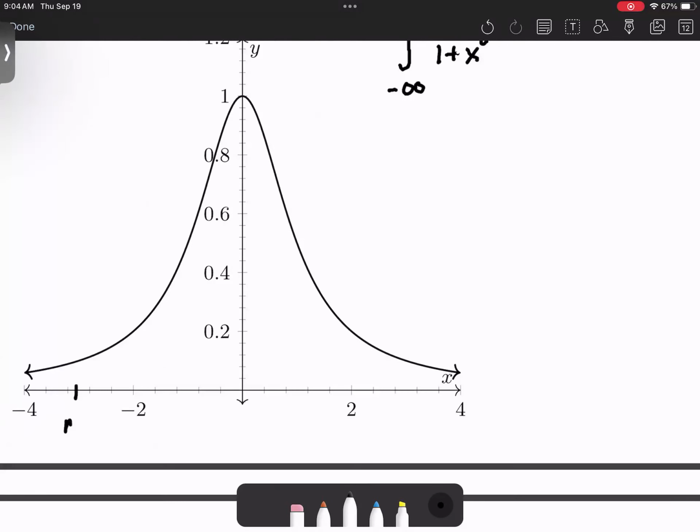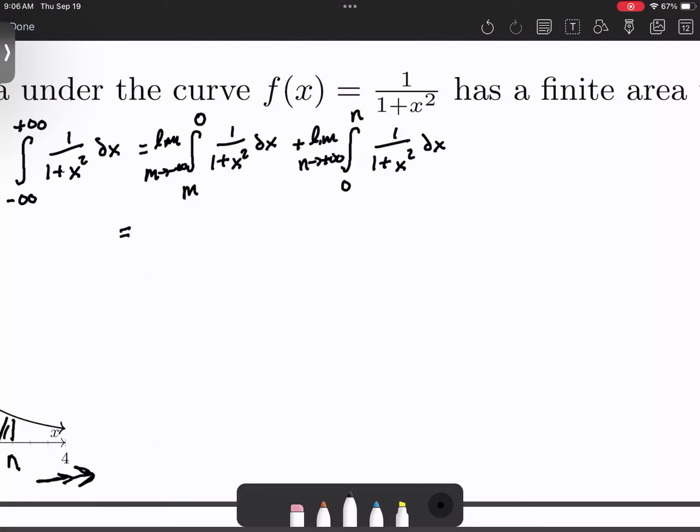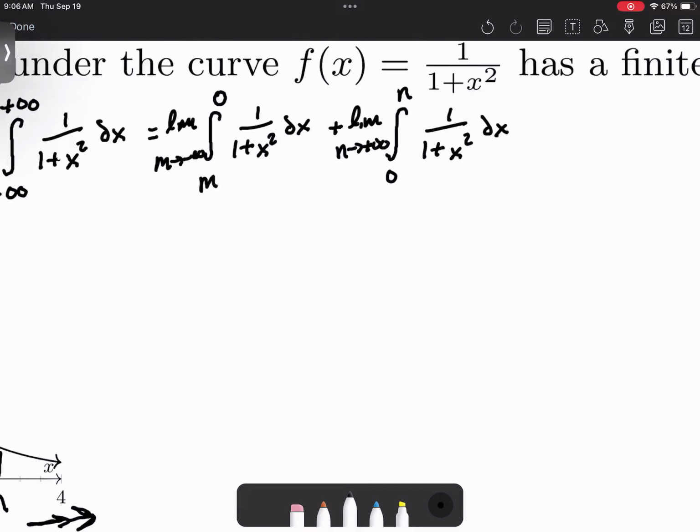So pause the video now. Ask yourself how you would tackle both of these integrals. So if you said a tangent substitution, I think that's a correct move. So we have the limit as m goes to minus infinity. The antiderivative of 1 over 1 plus x squared is the arctangent function, which needs to be evaluated between m and 0.